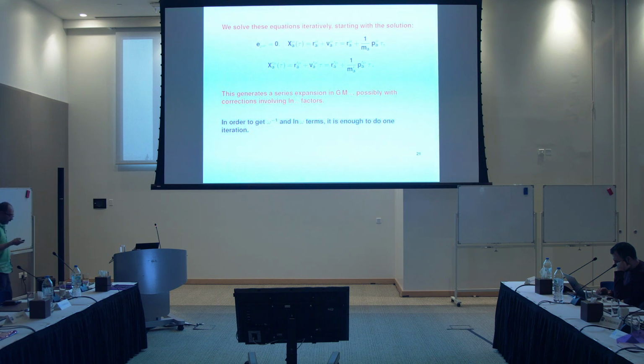And what we find is that this generates a series expansion in G m times omega, and possibly with corrections involving log omega factors. So, this automatically produces an expansion in omega, which is what we are looking for. We are looking for terms that are singular in omega. We want a leading term that is omega inverse and then the logarithmic corrections. And so, because of this it is enough to do just one iteration. After one iteration you can stop. If you want to go beyond, we have to do higher number of iterations.